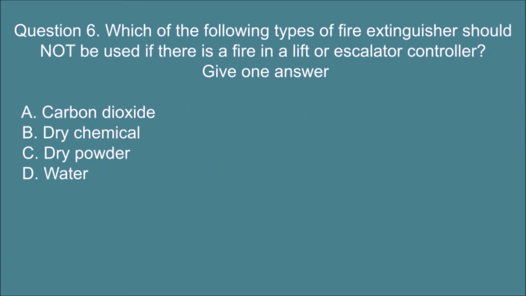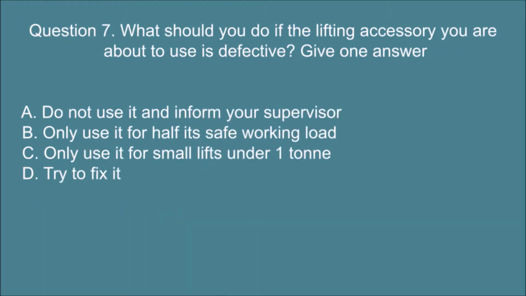Question 6. Which of the following types of fire extinguisher should not be used if there is a fire in a lift or escalator controller? Give one answer. A. Carbon dioxide. B. Dry chemical. C. Dry powder. D. Water. The correct answer is D. Water.